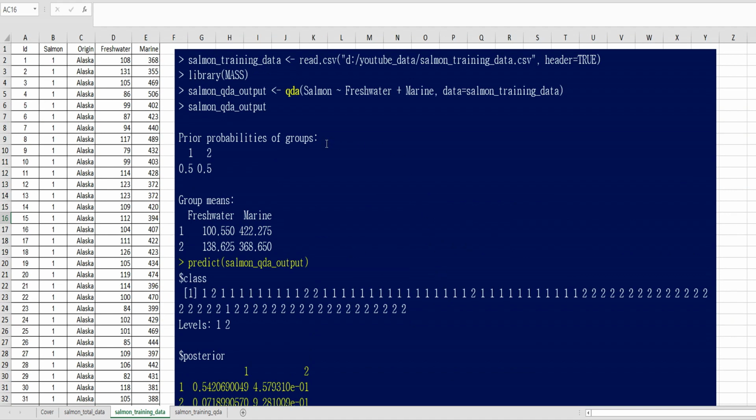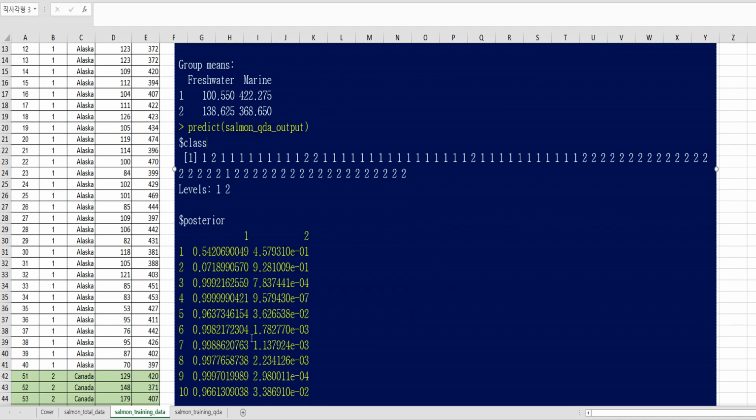In our program, we can use the QDA function for quadratic discriminant analysis. As you can see, the output does not provide linear coefficients. It only provides prior probability and group means. So the purpose of discriminant analysis is to get this predicted group, 1, 2, 1, 1. So this quadratic discriminant analysis prediction is based on posterior probability.